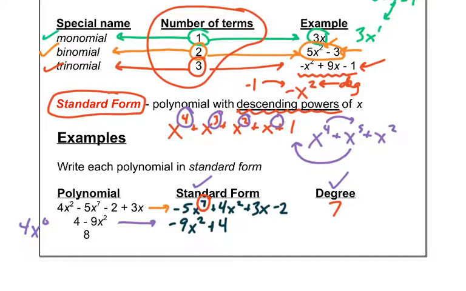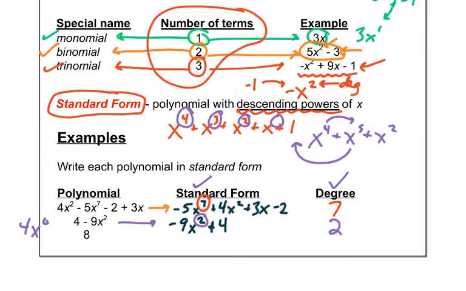Even though we skipped x to the 1, that's okay. It doesn't have to insert 1 in there, as long as the exponents are in descending order. Now that we're in standard form, do you see the highest power? Yep, so the degree of that one is 2. And that's also called a binomial because it's 2 terms.